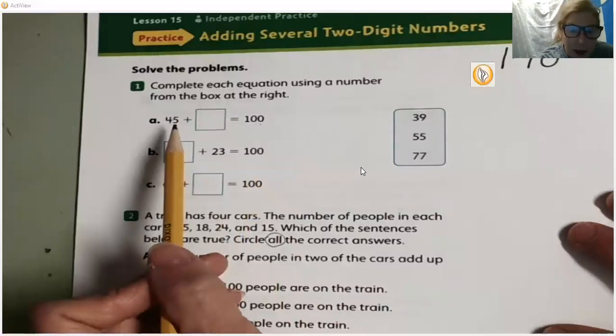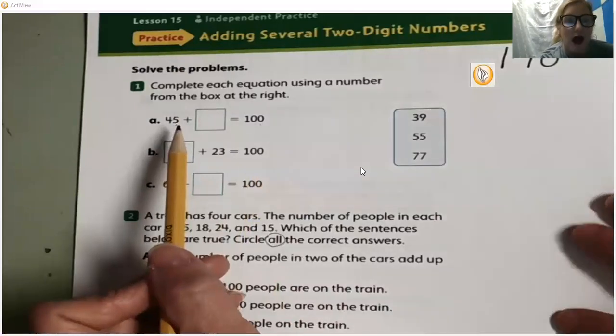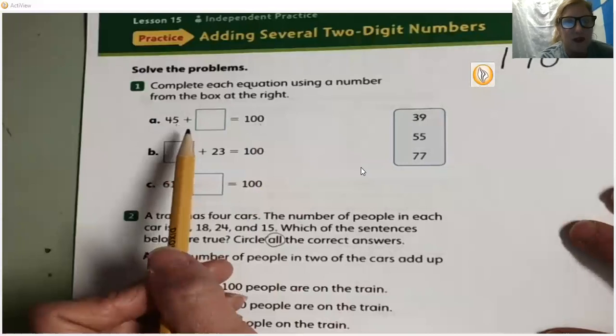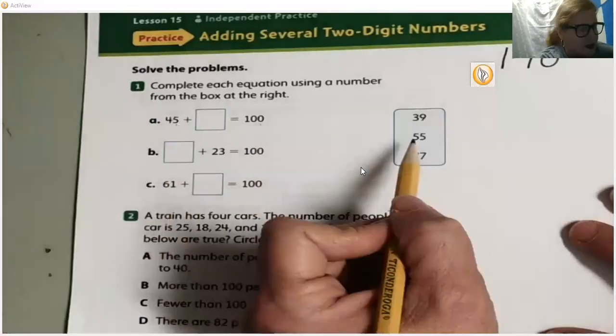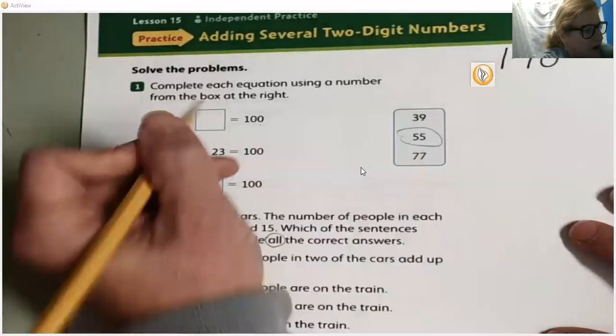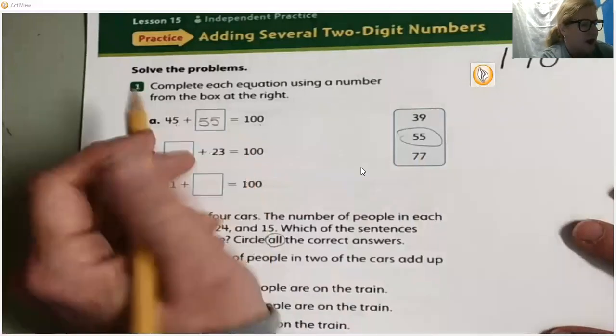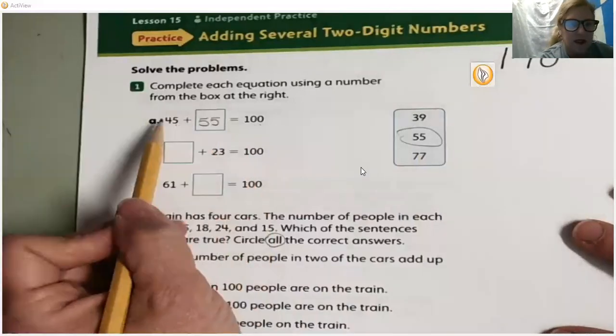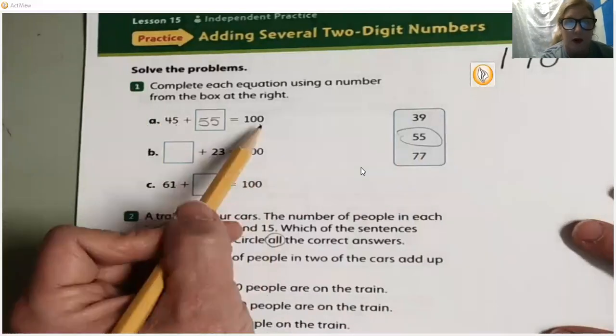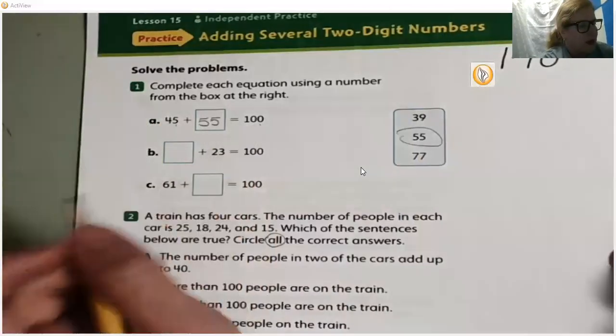Well, we all know our doubles facts, don't we? So 5 plus 5 equals 10. Is there a number with a 5? Yes, there is, 55. So your answer here is 55. That makes a 10. You already have 9 tens. 10 tens equal 100. Okay, B.